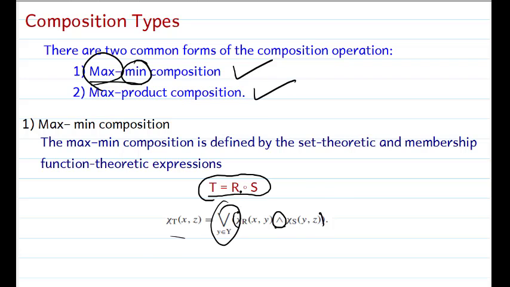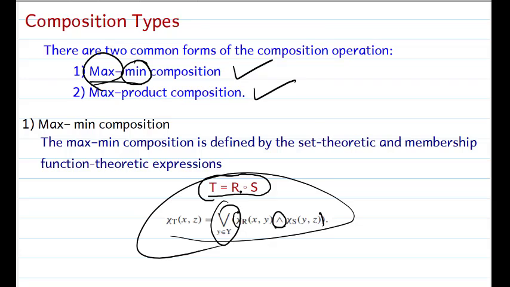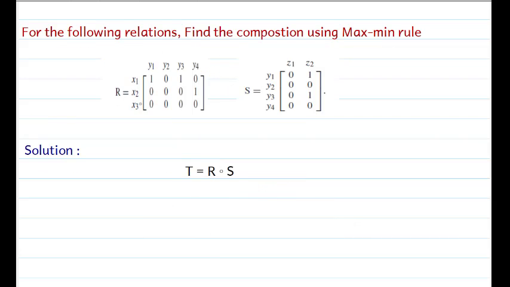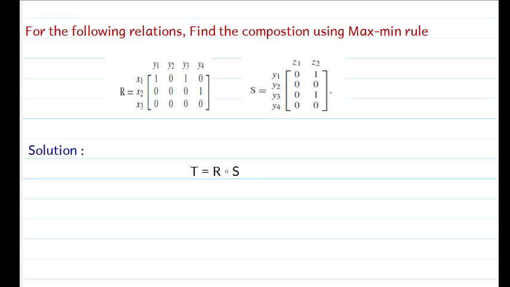So instead of getting confused in this, let us try to solve a problem. Suppose we have these two relations, and we need to find the composition of R with S. This is denoted by T equal to R o S, that is the composition of R with S. Now these two relations are crisp relations, as you can see there are zeros as well as ones. So how do we find this? As we know, this T, the composition of R and S, has components from X and Z. So this is X1, X2, X3 on this side, and here we'll have Z1 and Z2.